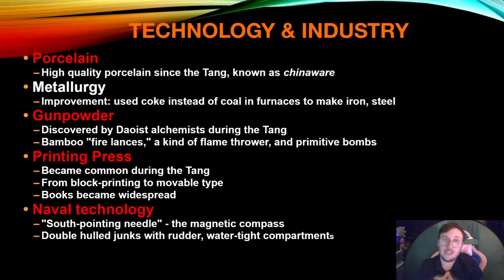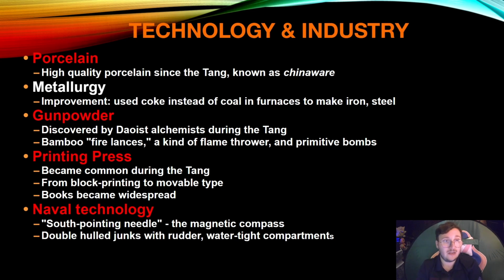Right? Now, technology and industry during this time, we're going to have a development of porcelain. Not development, a kind of keeping on of porcelain, because porcelain is a high quality since the Tang Dynasty. This is what it's known as China or Chinaware. They're going to have an improvement. Instead of coal, they used something called coke to make iron and steel more efficiently.